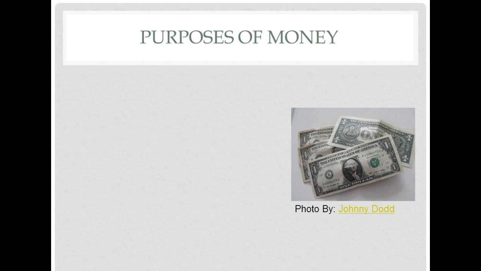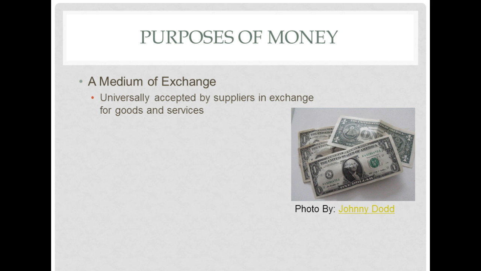So, what exactly is its purpose? Why do we need money? Well, there are three main purposes of money. The first is that it serves as what's called a medium of exchange. In other words, it's universally accepted by suppliers in exchange for goods and services. And again, there have been a number of things in history that have served as money, but essentially, as long as it allows consumers to buy goods from suppliers without having to worry about whether the supplier wants the thing they have, it works as money.